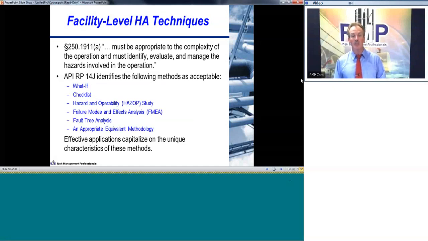Other clarifications on the facility level hazards analysis techniques. Actually, it looks like we skipped one here. Okay, the hazards analysis techniques must be appropriate to the complexity of the operation and must identify, evaluate, and manage the hazards involved in the operation. And referencing 14J identifies several methods as acceptable. What-if checklist, hazard and operability studies, failure modes and effects analysis, fault tree analysis, or another methodology that you validate as being acceptable are all valid methods for addressing the facility level hazards analysis requirements of SEMS.